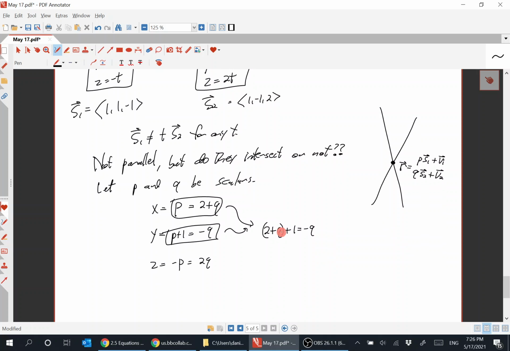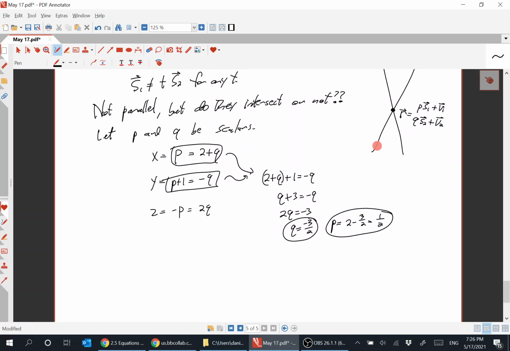All right, so what does that give me? That gives me Q plus 3 is minus Q. So 2Q is minus 3. So Q is minus 3 halves. And then P is equal to 2 plus Q. 2 minus 3 halves. So that's 4 halves minus 3 halves is 1 half. So I got P equal to 1 half, Q equal to minus 3 halves.